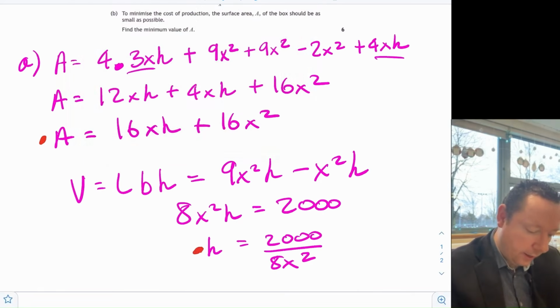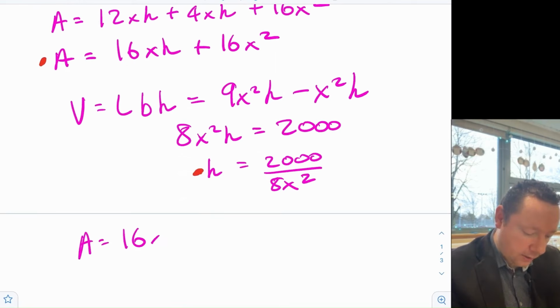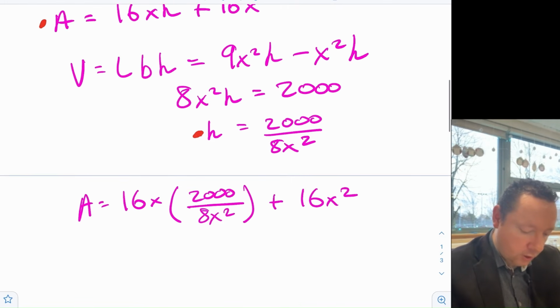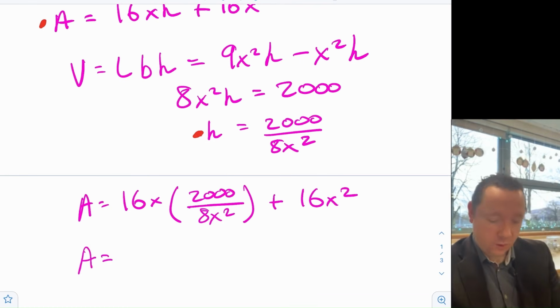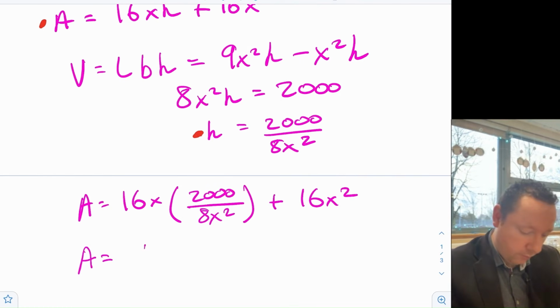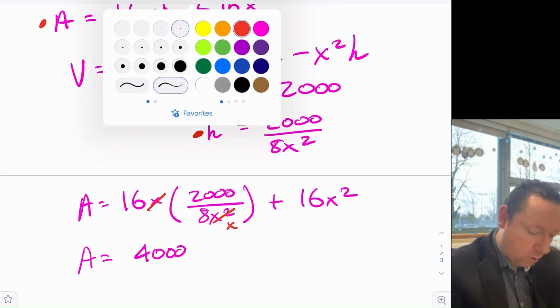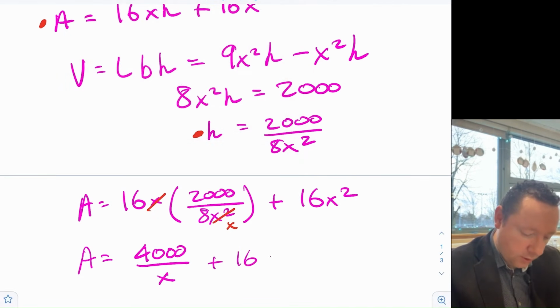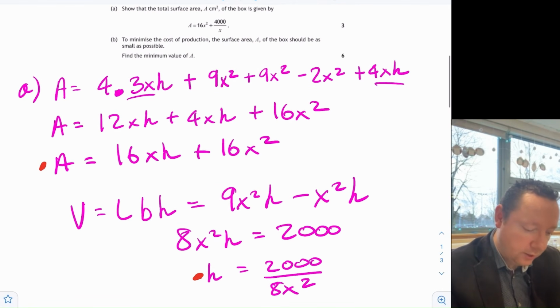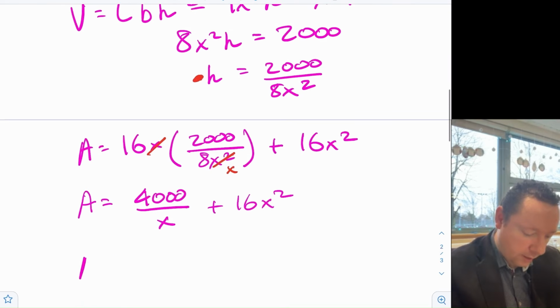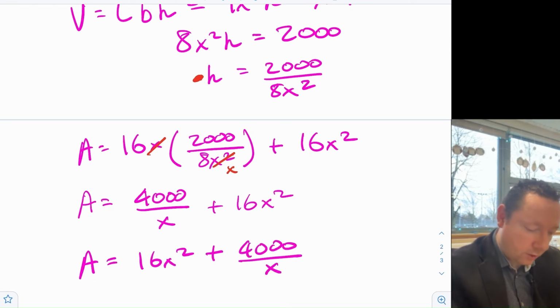Now we just need to substitute it into A. So our A is 16x times h, 2000 over 8x squared, and we've still got plus 16x squared. Using a calculator, 16 times 2000 divided by 8 is 4000. So we get 4000 on the top, and we've got cancellation to do, x on the top, so x squared becomes x. So we get x on the bottom, plus 16x squared, or writing it in exactly the same way we wanted, 16x squared plus 4000 over x, which is exactly the same as what I've already got. And there's your third and final mark.